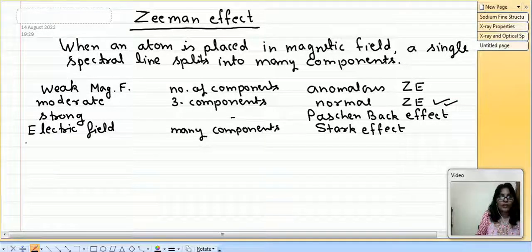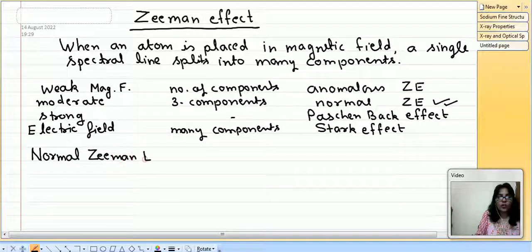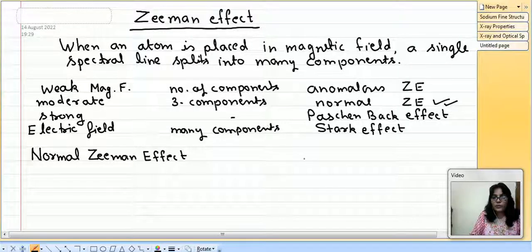So now let us put the heading: Normal Zeeman effect. First I will draw an experimental setup. The experimental setup is very simple. There will be two magnetic poles to produce a magnetic field, and in between the two magnetic poles an atom is placed to give its optical spectra, and then we can see that optical spectra through an eyepiece or through a spectrometer.